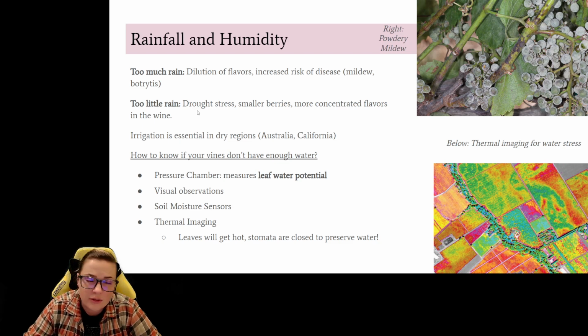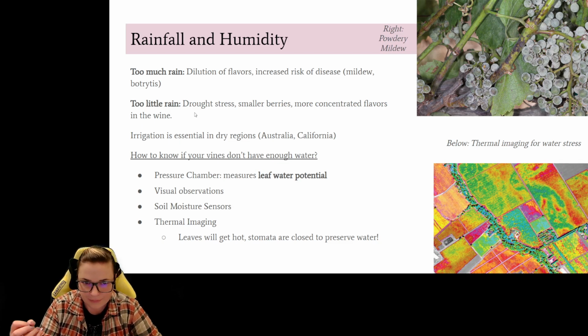If you have too little rain, it can cause drought stress on your vines. They can have a hard time producing healthy berries. They'll be smaller berries, but they can also have much more concentrated flavors in the wine. So this can be manipulated in a positive way, but you also don't want to be stressing out your vines too much, where it could be affecting their longevity of life, right? There's a very fine balance to strike.